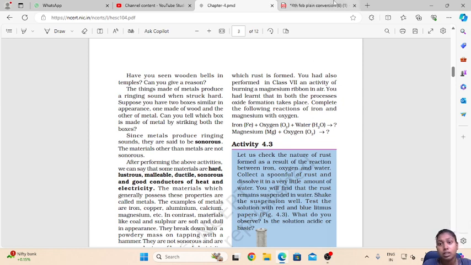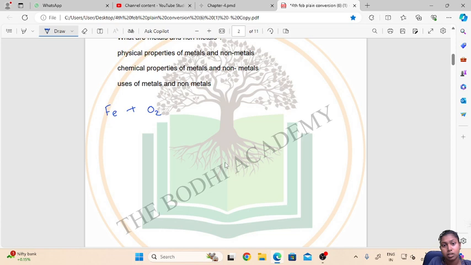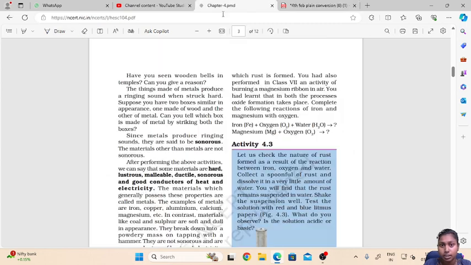So when iron combines with oxygen and water molecules, oxygen from the air, water molecule is the moisture which it absorbs. So it forms iron oxide or ferric oxide. This water is also formed. So here the iron reacts with oxygen to form ferric oxide. And this ferric oxide is the rust that we get on the iron nail.